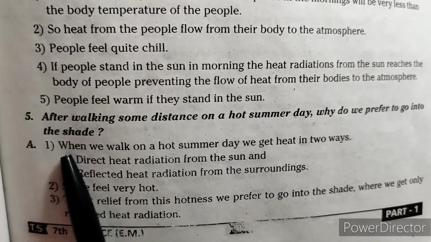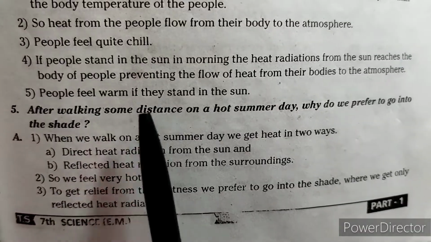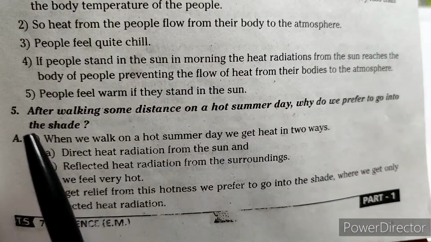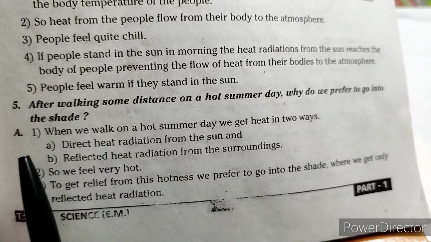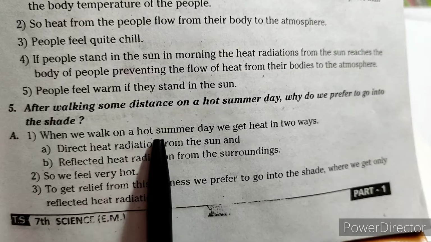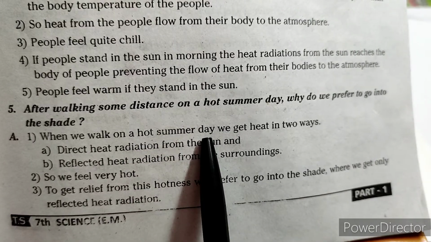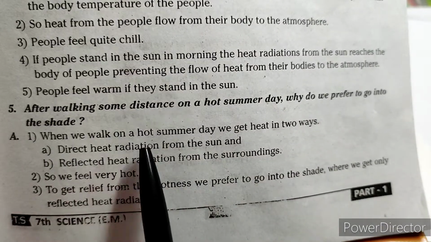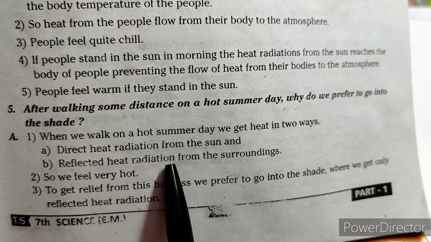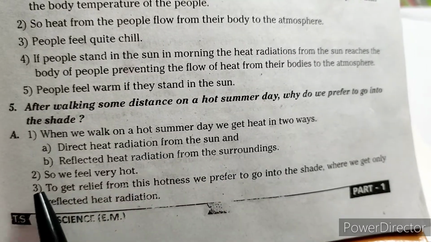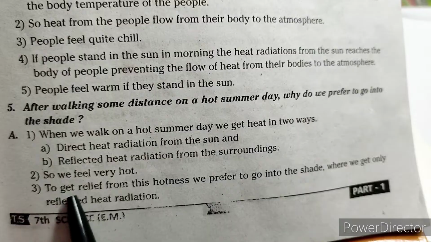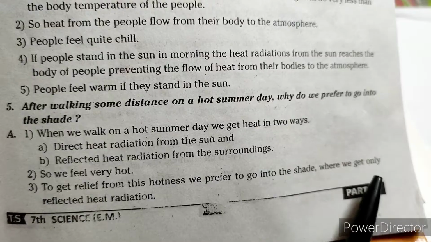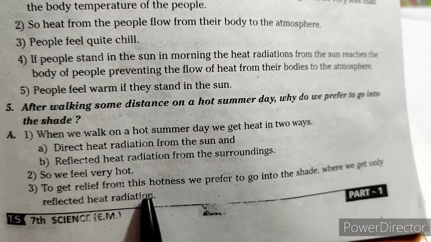Next one, fifth one. After walking some distance on a hot summer day, why do we prefer to go into the shade? Answer. When we walk on a hot summer day, we get heat in two ways. Direct heat radiation from the sun and reflected heat radiation from the surroundings. So we feel very hot. To get relief from this hotness, we prefer to go into the shade where we get only reflected heat radiation.